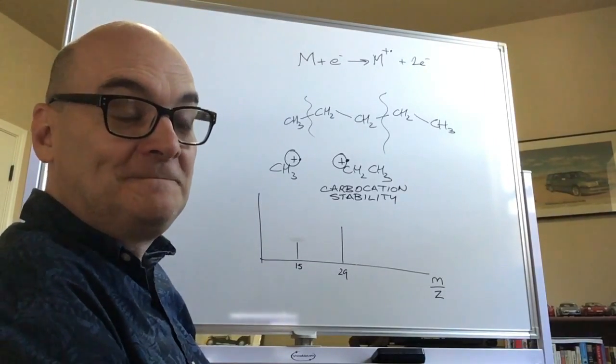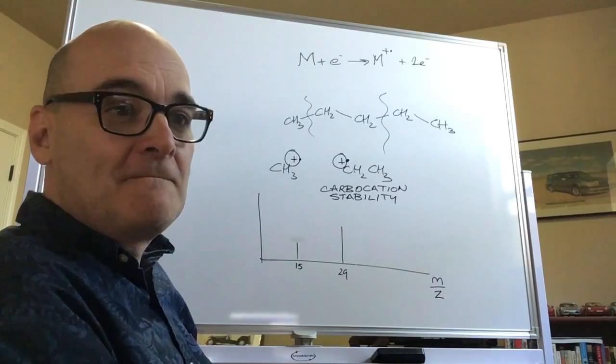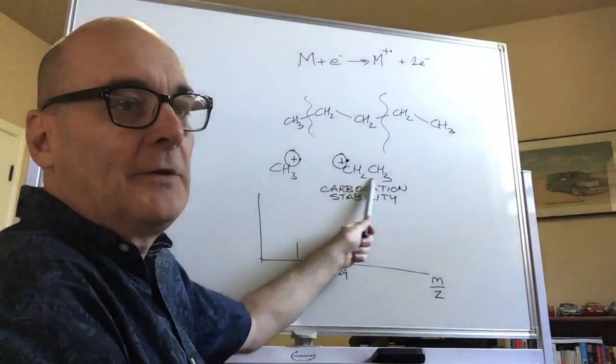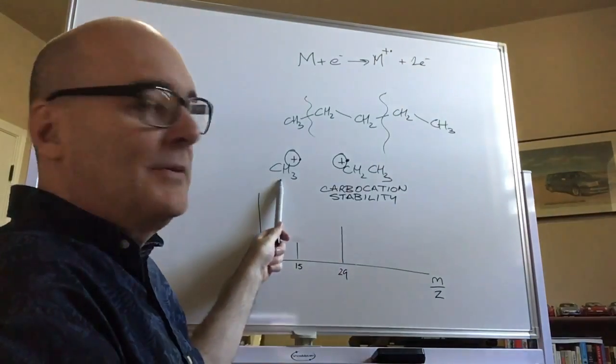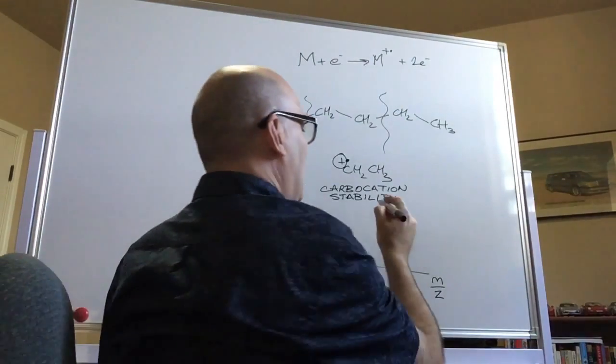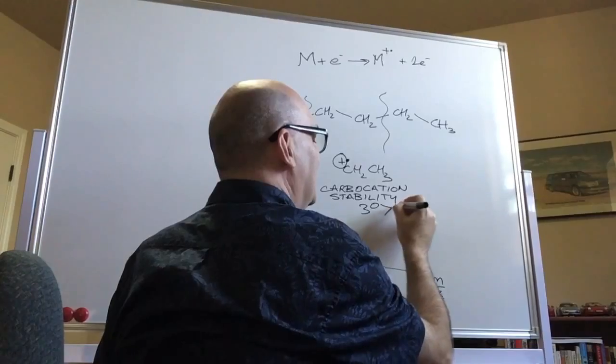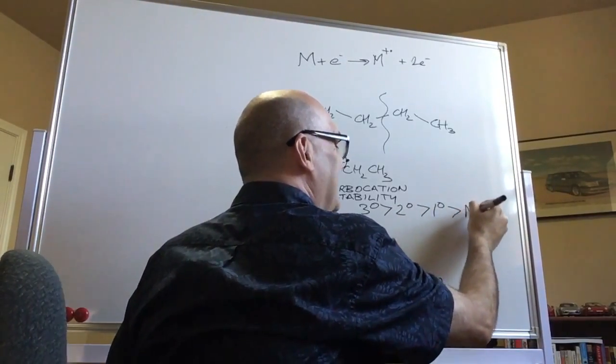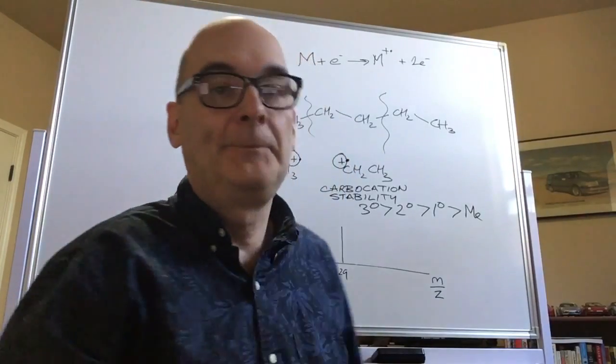Do you get it? That's a primary carbocation. This is a methyl carbocation. And carbocation stability says tertiaries are better than secondaries, are better than primaries, are better than methyls. Yeah?